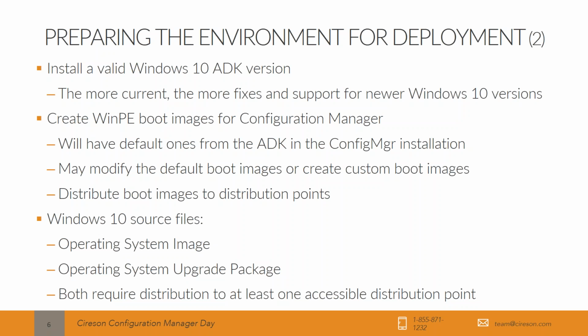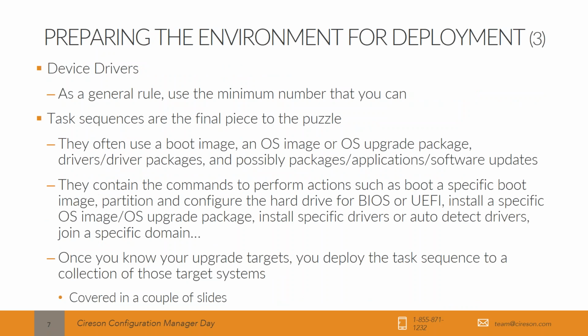Now, you've got to get Windows 10 source files out to your client somehow. So the two different methods you have are either going to be operating system images or operating system upgrade packages. So operating system images will be used in the bare metal scenario. Operating system upgrade packages will be used in the in-place upgrade scenario. And I'll show you what those look like. And both require distribution to at least one accessible distribution point by any client you're trying to image.